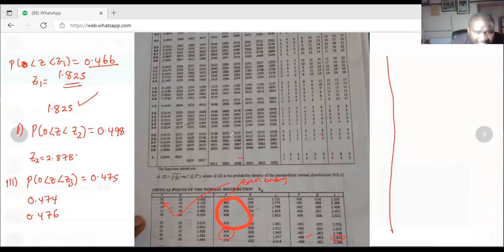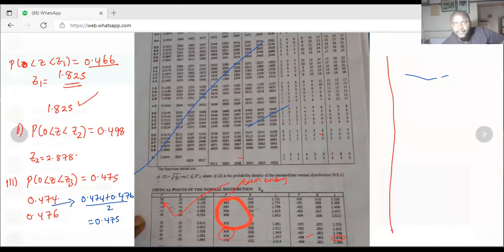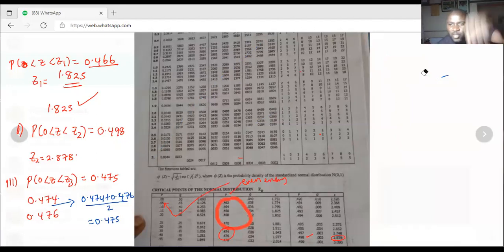True. If it is missing, introduce it by induction, by getting the average of 0.474 plus 0.476 divided by 2. Do you see that you get 0.475? Someone talk to me with a yes. If it's a yes, even its corresponding Z values, when you find the average, will give us the value of 0.475. Let us investigate.